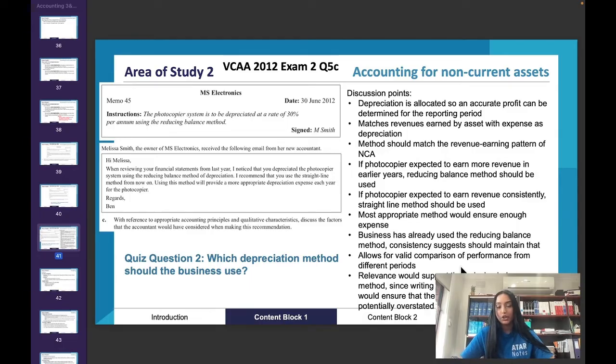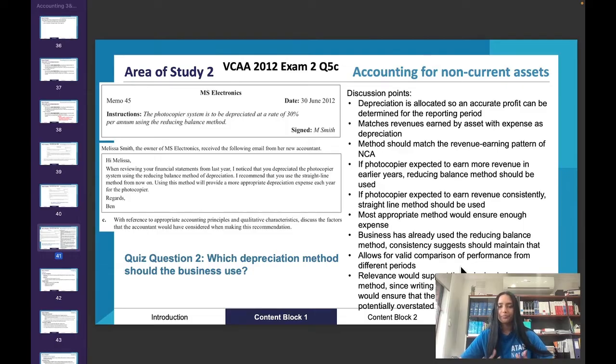So here are the points that you could have used in your response. Not only just deciding which depreciation method, but also supporting that decision with reasoning. So first of all, depreciation is allocated so that an accurate profit can be determined for the reporting period. It has to match the revenue earned by the asset. So the most important thing that must be considered when choosing a method of depreciation is the revenue earning pattern of the non-current asset.